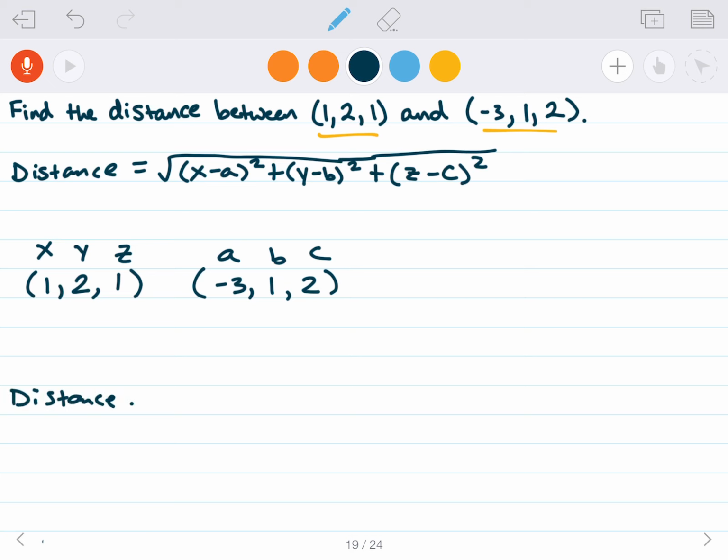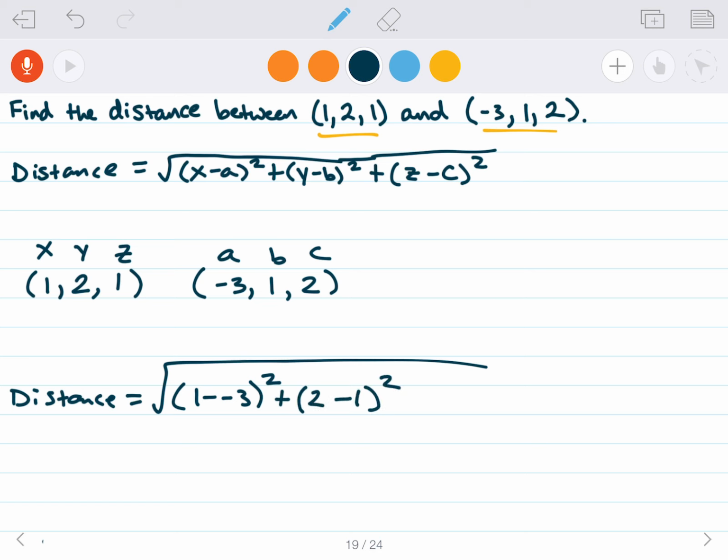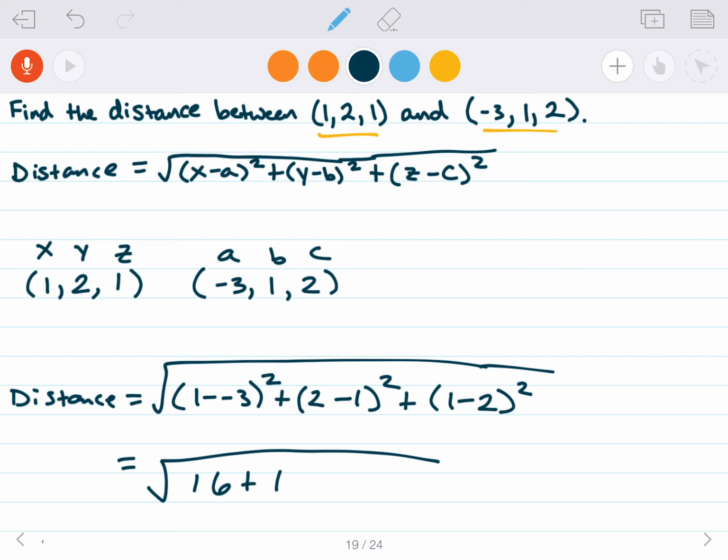Pretty straightforward there. So we get the square root of (1 minus negative 3) squared plus (y minus b) squared plus (z minus c) squared. This is going to give us 1 plus 3 is 4, squared is 16, plus 1. Negative 1 squared is 1 again. So this is going to be the square root of 18. And that's our answer. That's the distance between the two.